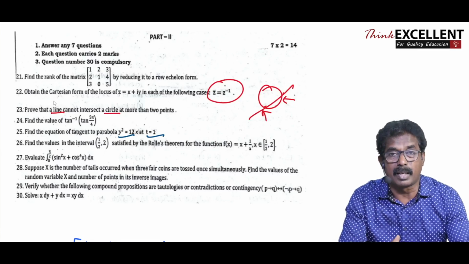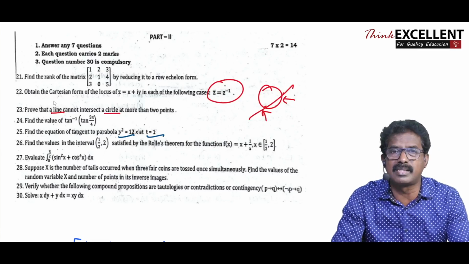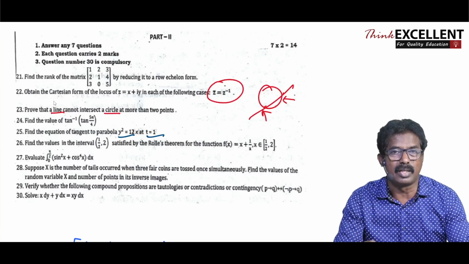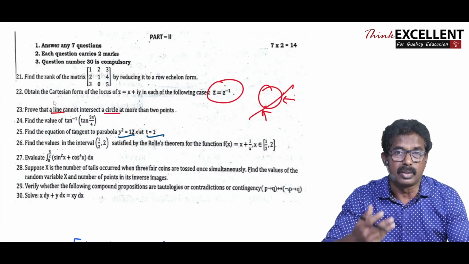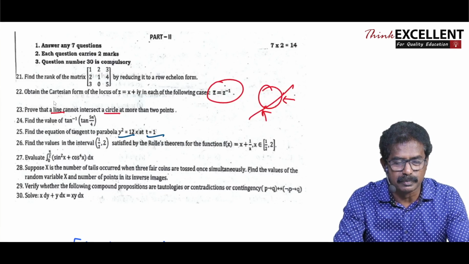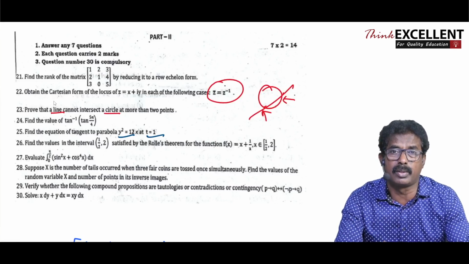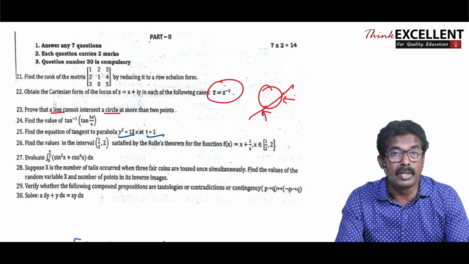The chapter parabola, ellipse, hyperbola has a lot of results. Without proof, just try to learn them; you can't spend more time on that. Parabola's equation, you know, y square equal 4x. Here y square equal 12x. So compare: 4a is equal to 12.